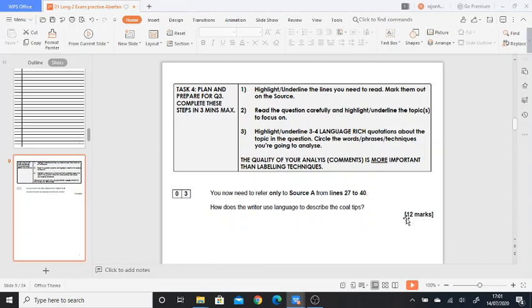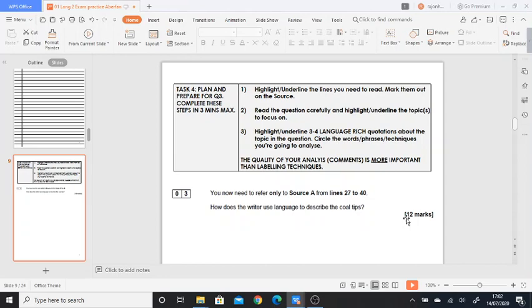Now, how does the writer use language to describe the coal tips? Again, this question is quite generic or general. It's quite open. You can think about the way that the writer describes the coal tips in any which way you interpret it. So whether it's something that is disastrous or whether that is something that's amazing, interesting, whatever it is, it's open to your interpretation of what you think the coal tips is presented to be like.